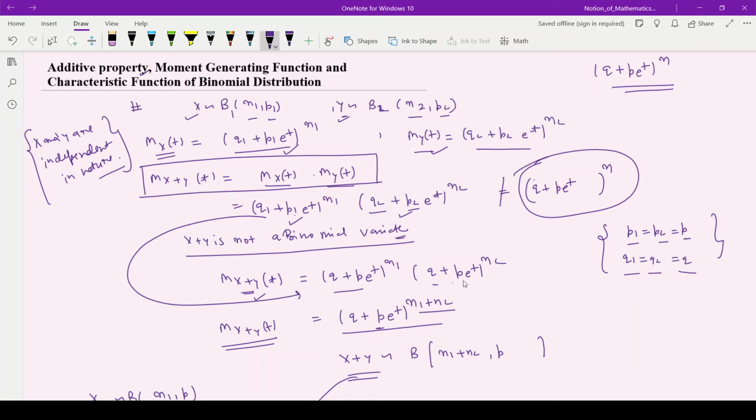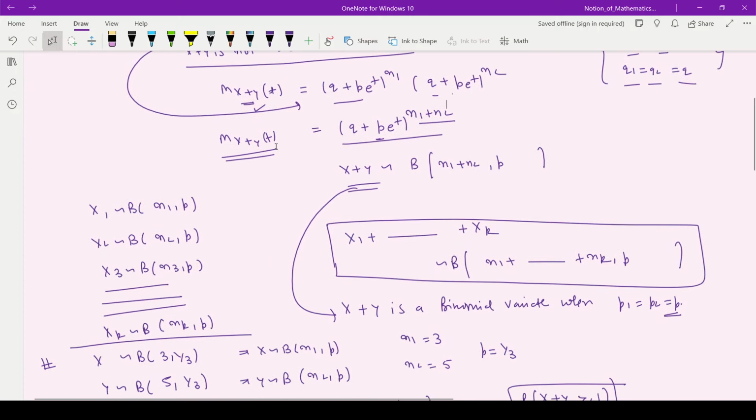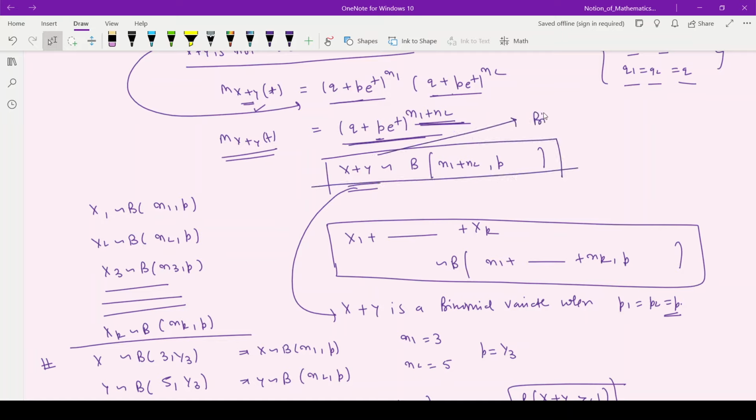Now students, we can write it like this: the bases are the same, so the powers will be added, that is (q + p e^t)^(n1 + n2). So yes, we can write it in this form, (q + p e^t) to the power n1 plus n2. That is why we can claim here that X plus Y is a binomial variate. In such a condition, X plus Y is a binomial variate.